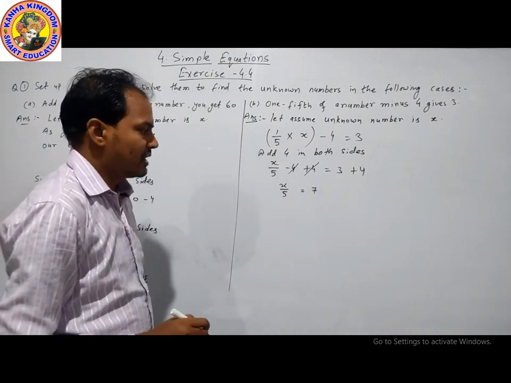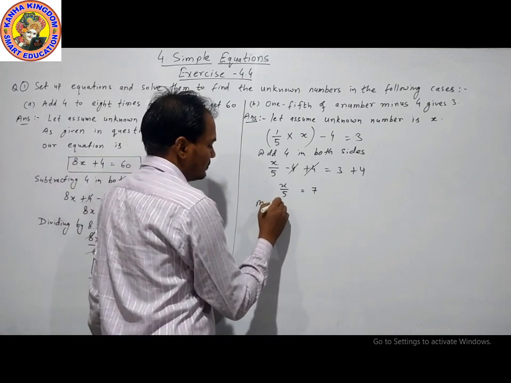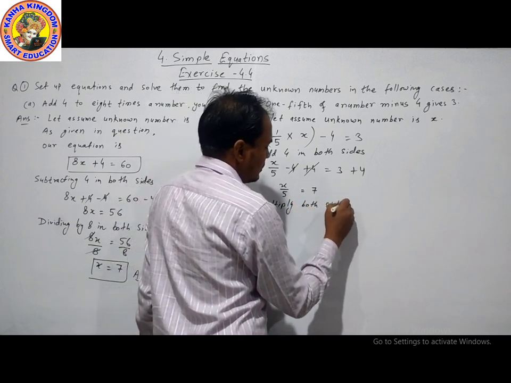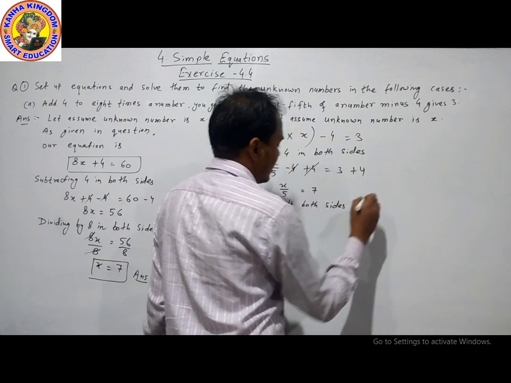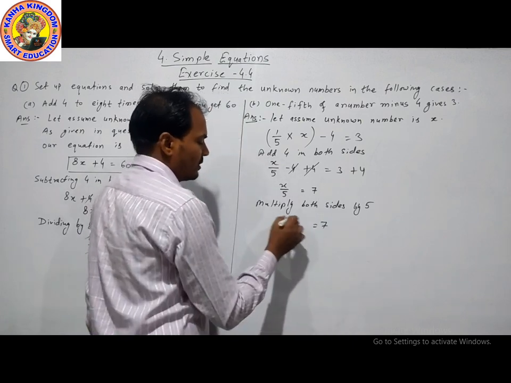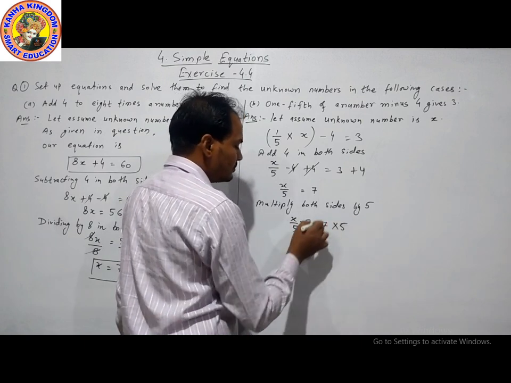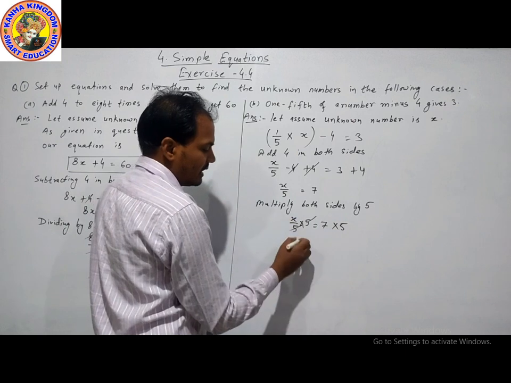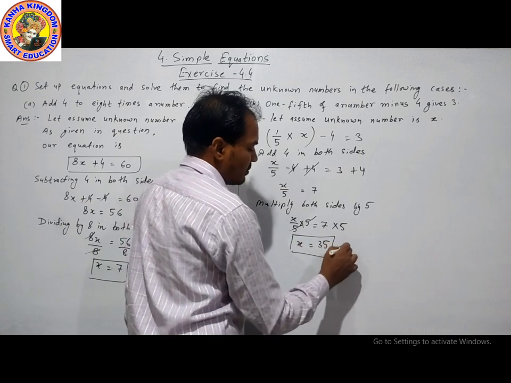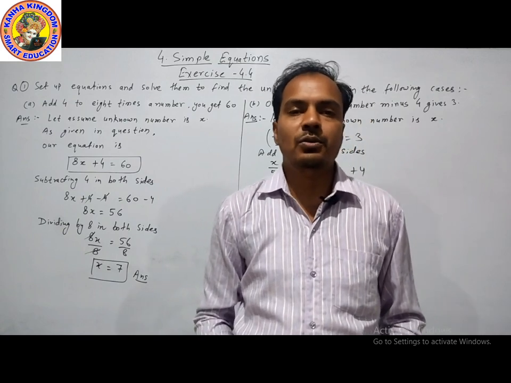Now in the next step, here is divide by 5, so we will multiply by 5. Multiply both sides by 5. x upon 5 is equal to 7. This is our equation. 5 and 5 will be cancelled. Here x is equal to 35. The answer is x is equal to 35. You can take a screenshot of this. We will move to our next problems.